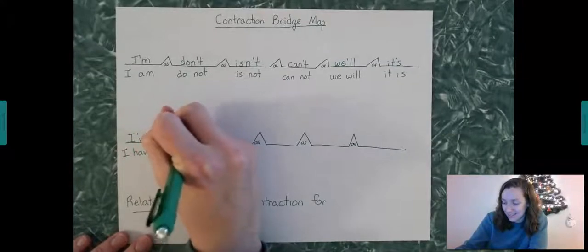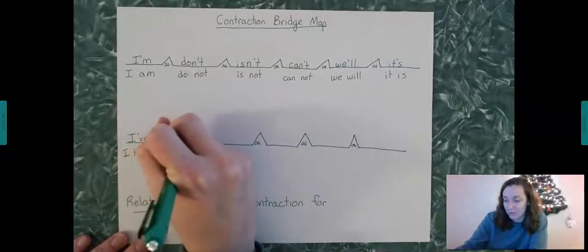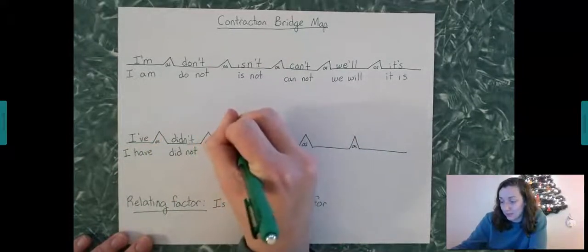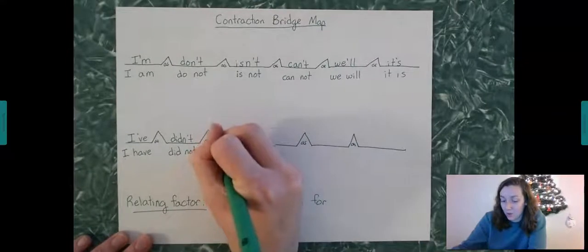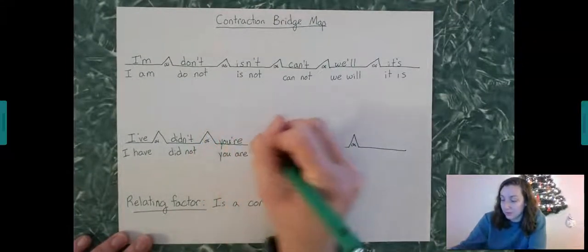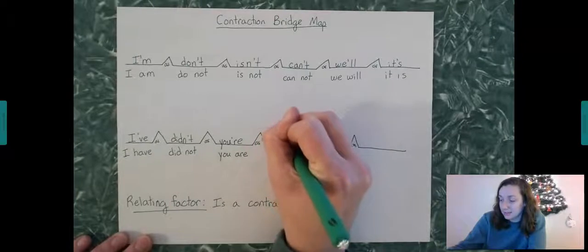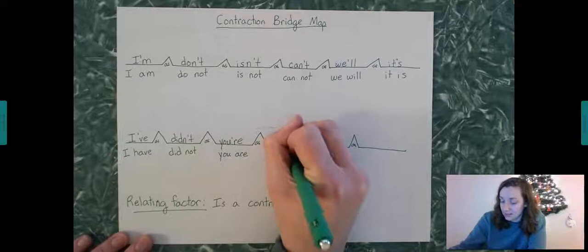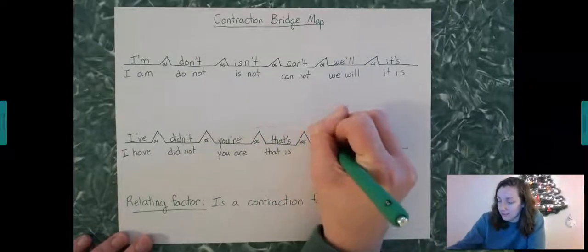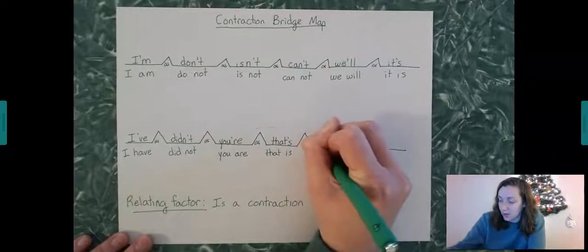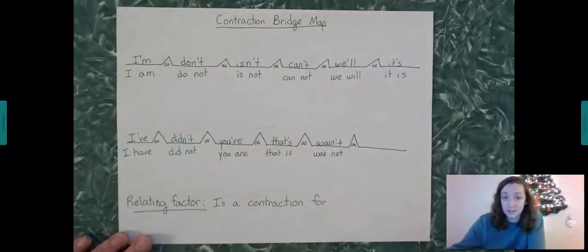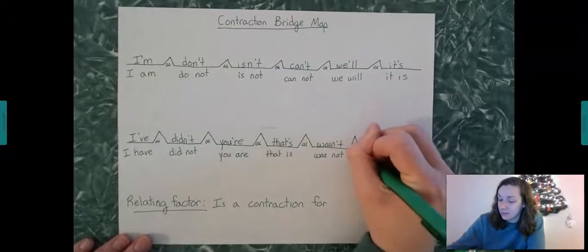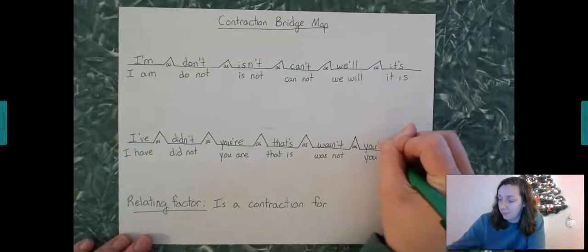Didn't is a contraction for did not. You're is a contraction for you are. That's is a contraction for that is. Wasn't is a contraction for was not. And you've is a contraction for you have.